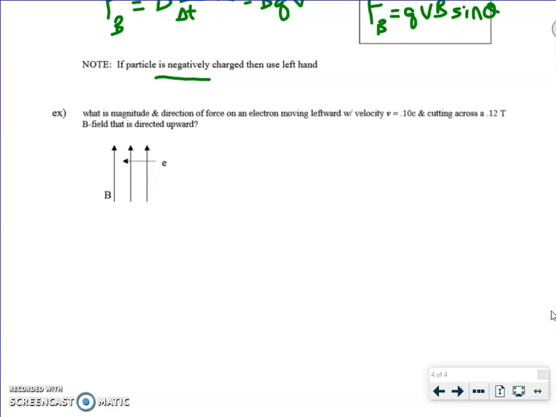So the last problem we want to do is fairly straightforward. I have an electron moving to the left. It cuts across a magnetic field that's upward. What's the magnitude and direction of the force? So again, pause, work out the correct hand rule to determine the direction of the force before we solve for the magnitude. In fact, you should really solve for the magnitude as well, and then check back in when you restart.